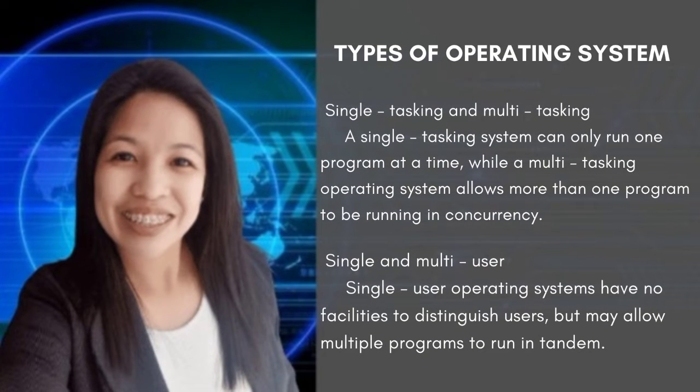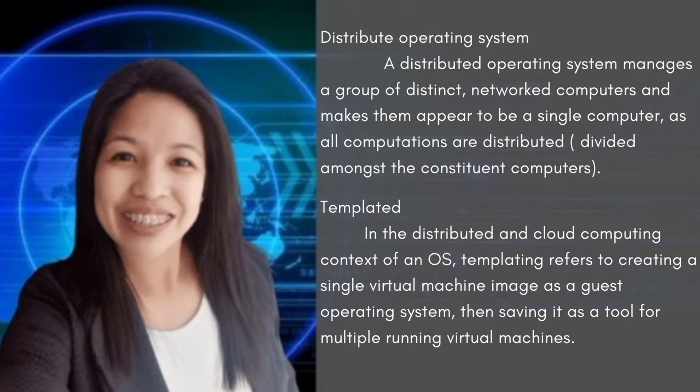Types of operating systems. Single tasking and multitasking. A single tasking system can only run one program at a time, while a multitasking operating system allows more than one program to be running concurrently. Single and multi-user. Single-user operating systems have no facilities to distinguish users, but may allow multiple programs to run in tandem. Distributed. A distributed operating system manages a group of distinct networked computers and makes them appear to be a single computer, as all computations are distributed, divided amongst the constituent computers.